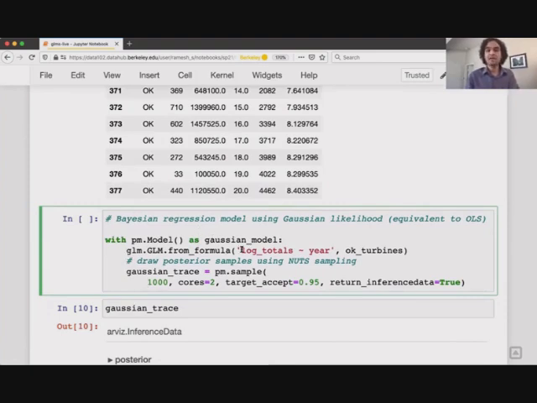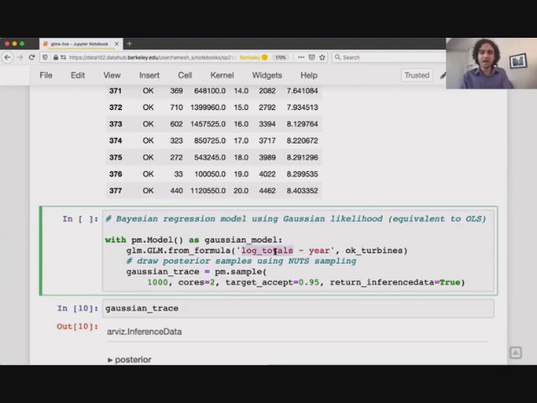This is going to say, okay, I have a model, and my model says that log totals is a linear function of year. This is sort of notation. If you've done a lot of regression in R, you're probably familiar with this notation. If not, don't worry. This just means log totals is some linear function of year. If you have multiple variables, you'd add them in here.